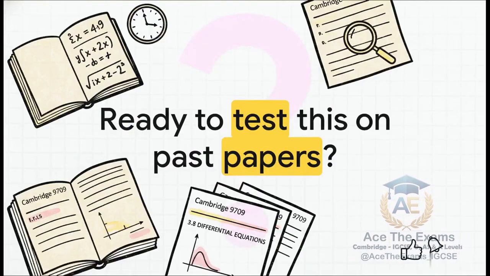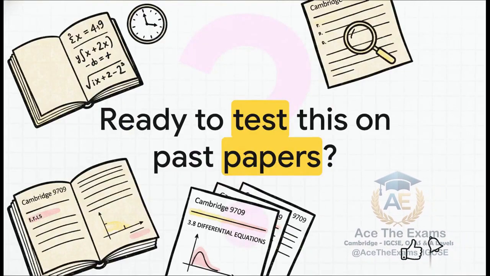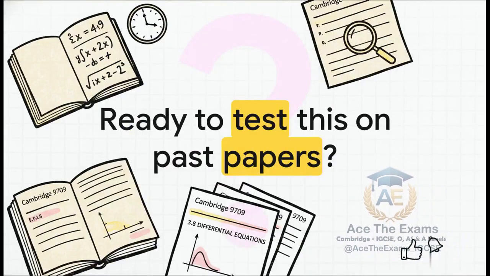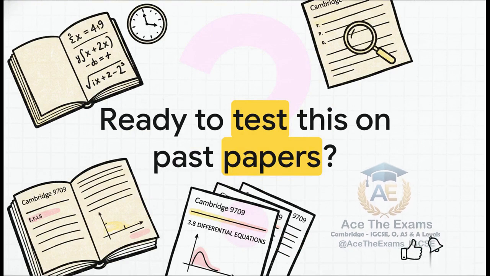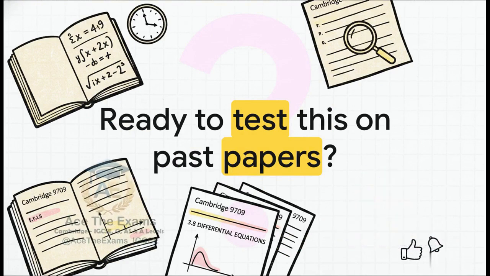So what does this all mean? We've decoded the cognitive domains, we've built a bulletproof 5-step methodology, highlighted the need for evaluative thinking, and mapped out the exact traps to avoid. The only thing left now is implementation. Are you ready to test this methodology on real past papers? I highly encourage you to pull up a 9709 past paper today and actively apply this structured scaffolding to a 3.8 differential equations problem. Force yourself to write out the context.